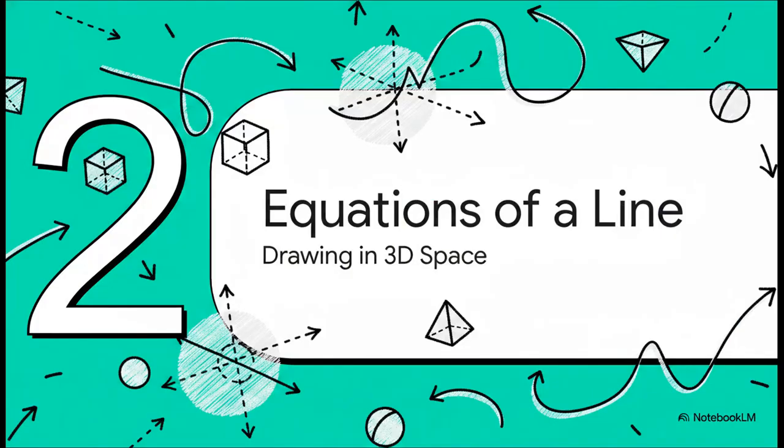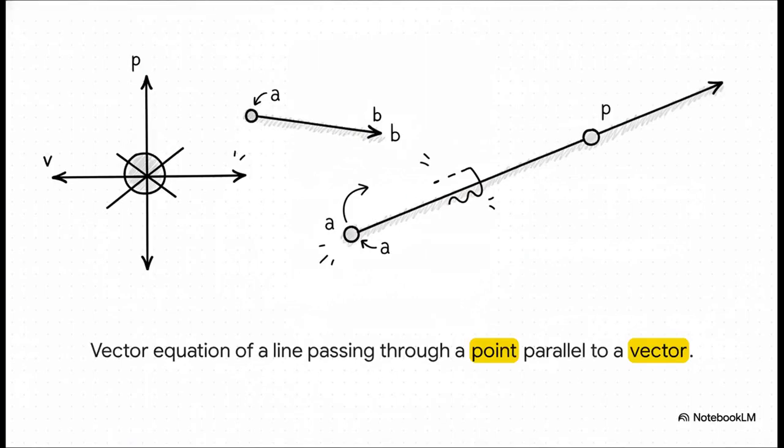Moving right along to section 2, equations of a line, drawing in 3D space. In 3D space, a mathematical line is uniquely determined if you know just two things: one specific point it passes through and the direction it's heading. That's it. So here, our line passes through a fixed point A, which has the position vector a, and it runs parallel to a given direction vector b. Now, an arbitrary point P can slide anywhere along that line, dictated by a parameter we call lambda. It's a beautiful way of showing how a line is totally fixed in the geometry of space.